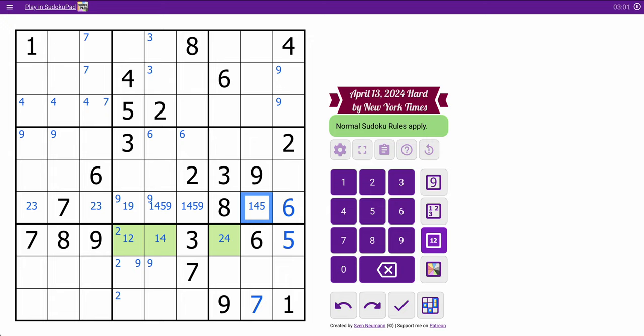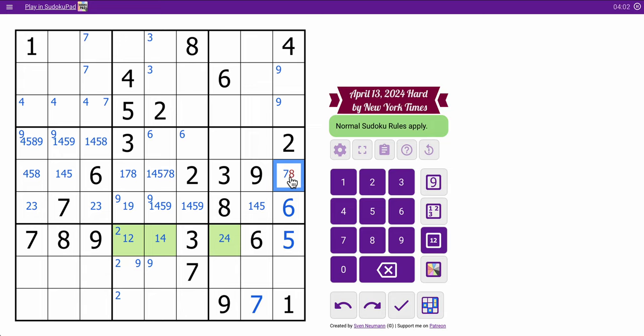Okay, 2, 3, 6, 7 placed in box 4. I need 1, 4, 5, 8, 9. Okay, row 5 has 2, 3, 6, and 9 placed. I need 1, 4, 5, 7, 8. That's only 1, 7, or 8. It can't be 4 or 5. Oh, that is 7 or 8 explicit.